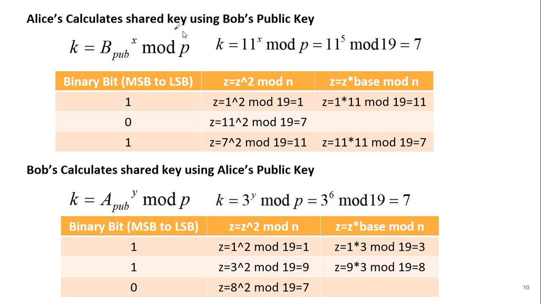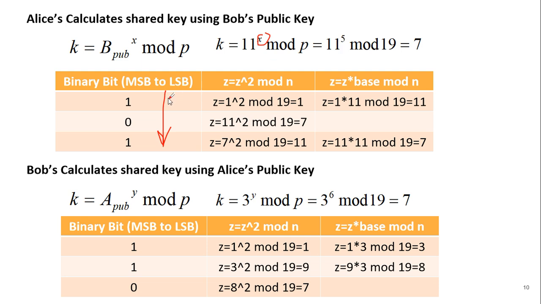Now Alice calculates the shared key using Bob's public key. Bob will share the public key, that is B public, and Alice will calculate B public raised to X mod P, that is K equal to 11 raised to X mod P. The private key of Alice is 5, so 11 raised to 5 mod 19 is equal to 7. Again, this operation is explained with the help of the square and multiply algorithm.